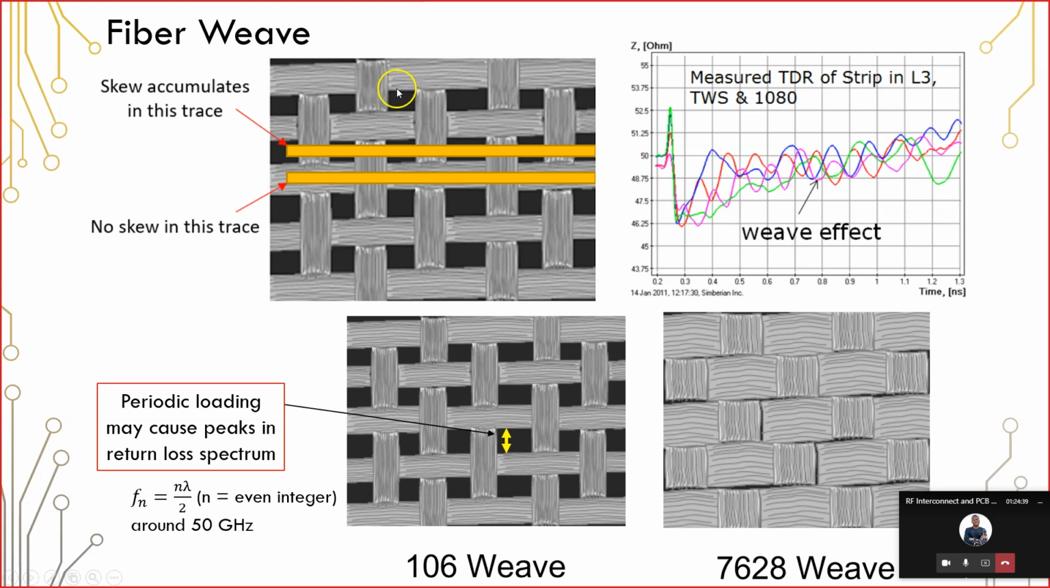So these black regions are the epoxy resin filler, and then the gray region is your fiberglass that makes up your PCB substrate. Now contrast this with the lower trace. The lower trace has no skew compared to the top trace because the dielectric constant nearby this trace is more or less uniform.